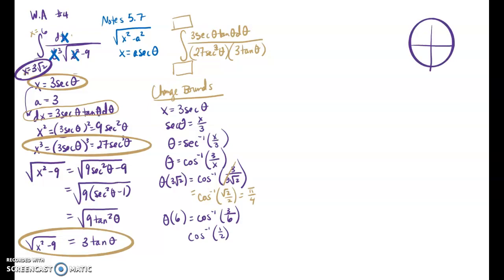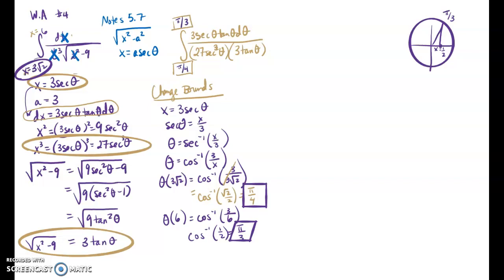So the inverse cosine of a half means I want the angle that gives me an x value of 1/2. And you can see that that's the tall angle, so that's the root 3 over 2. I'm sorry, not root 3 over 2, I apologize. Just pi over 3. Let's put that back, so that should be pi over 3. So my new bounds are from pi over 4 as the lower bound to pi over 3 as the upper bound. So I'm going to put those in, pi over 4 to pi over 3.